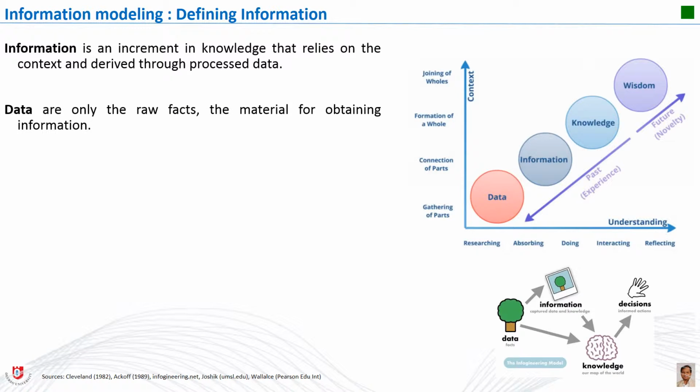Data refers to individual facts or pieces of information, and information refers to data or facts that are assembled and analyzed to add meaning and usefulness. So data are only the raw facts, the materials for obtaining information. Information systems use data stored in computer databases to provide needed information. A database is an organized collection of interrelated data reflecting major aspects of a firm's activities.